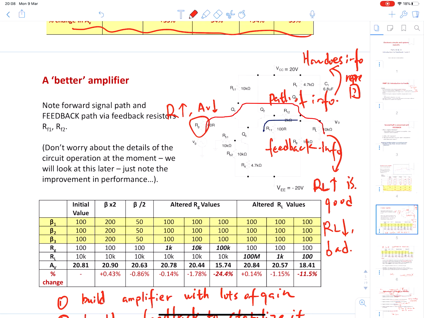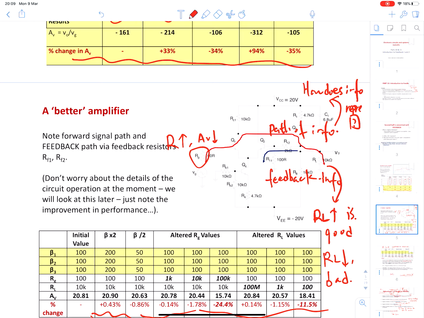So we are going to build a better amplifier, with a forward signal path and a feedback path, with feedback resistors RF1 and RF2. Don't worry about the detailed circuit operation at the moment; we are going to look at it later. For example, the initial value of beta 1 is 100. We double it, and the change here is very small because of the feedback loop.